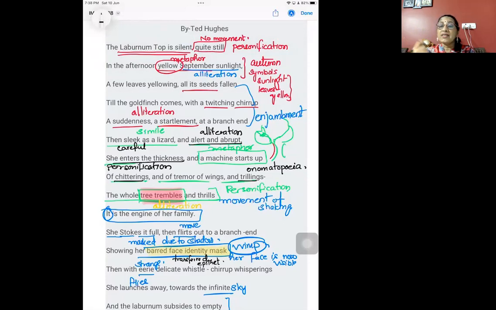Then with eerie delicate whistle, मतलब बहुत हल्की सी very strange voice निकालते हुए, chirrup whispering, जैसे कोई whisper कर रहा हो, जैसे कोई खुसफुसाहट कर रहा हो. She launches away. She launches मतलब she moves away. She flies away towards the infinite. Infinite मतलब sky. And the laburnum subsides to empty. And once again, the laburnum becomes empty.